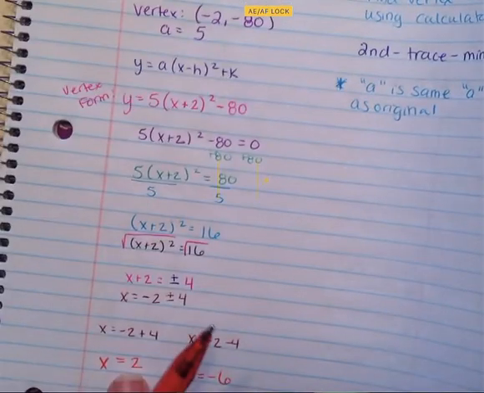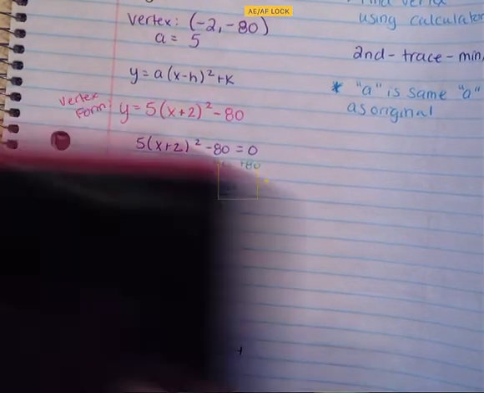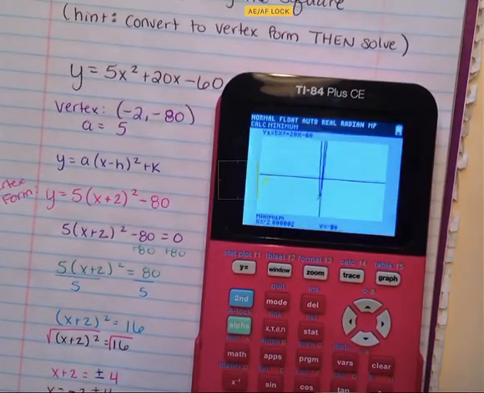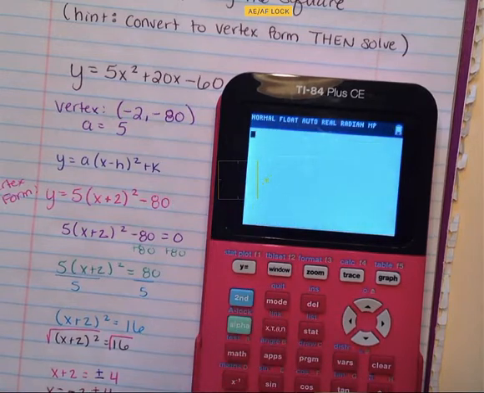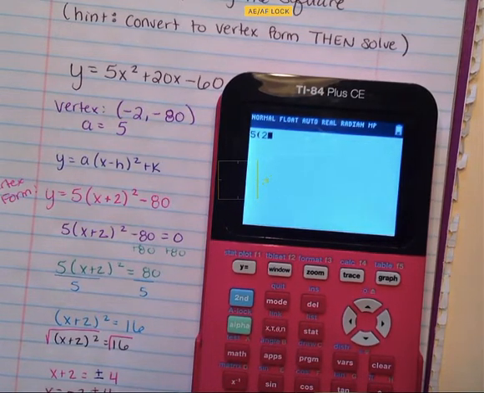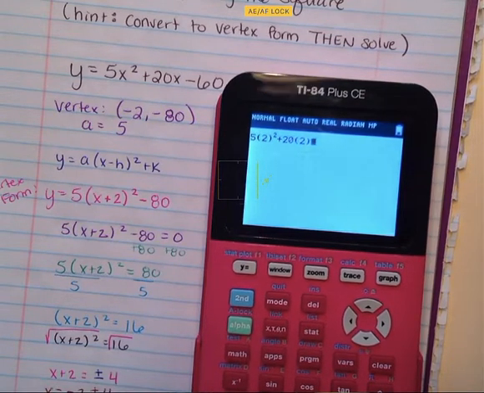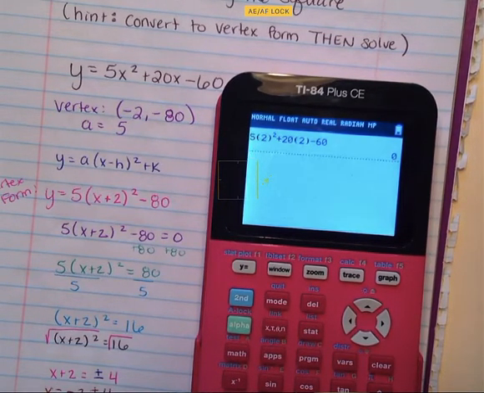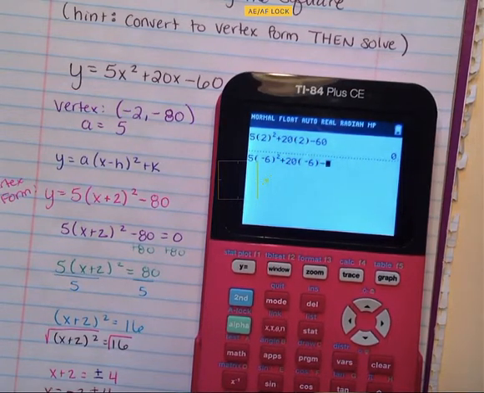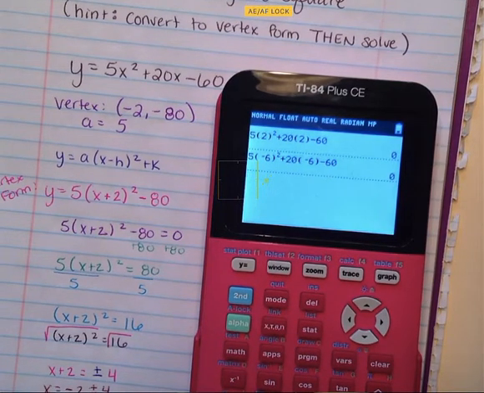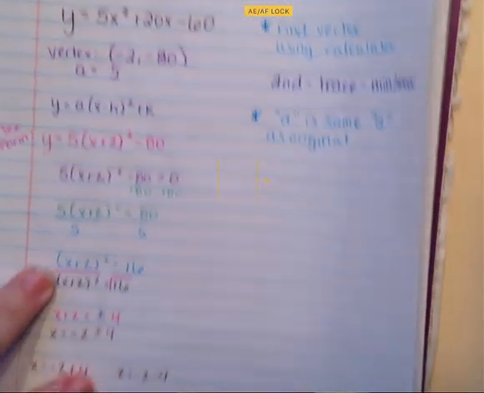So we're going to plug in the 2 first. Let me get out of my graph. Plugging in the 2. 5 parentheses 2 parentheses squared plus 20 times 2, then minus 60. It is equal to 0. Then I'm going to try that negative 6. Do the same thing. 5 parentheses negative 6 parentheses squared plus 20 parentheses negative 6, and then minus 60. It also equals to 0. Therefore, our two solutions are correct.